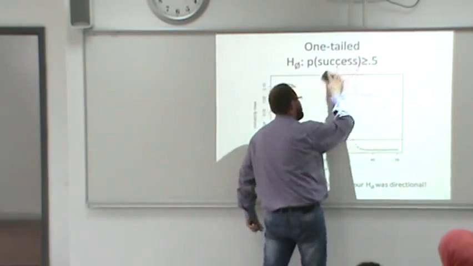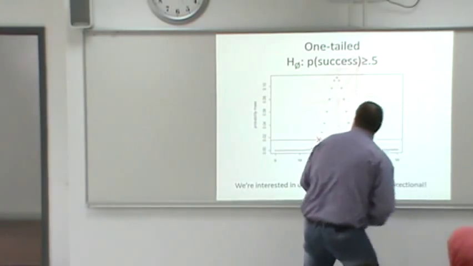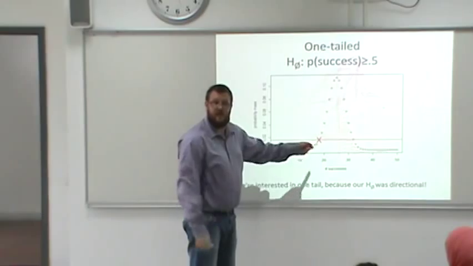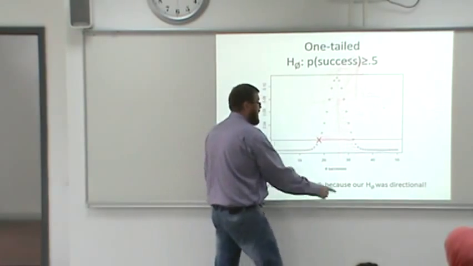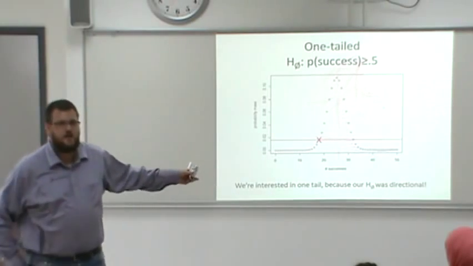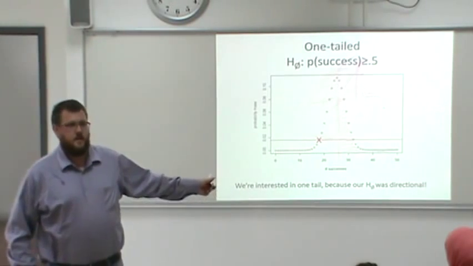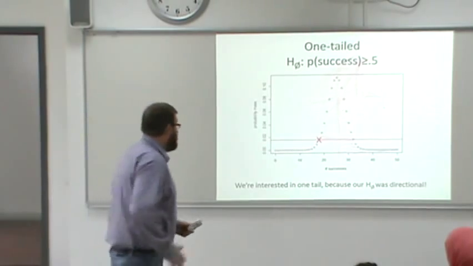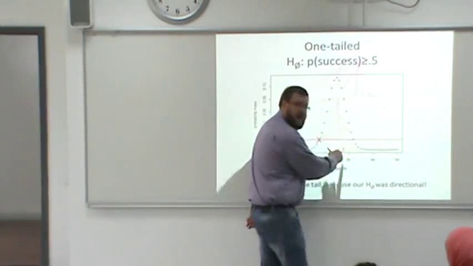Now, before, I added up all of the probabilities that were underneath that. So I added up all of these. I also added up all of these. What have I done differently here? I've colored the ones that I'm adding up. I didn't add these into it. Why not?